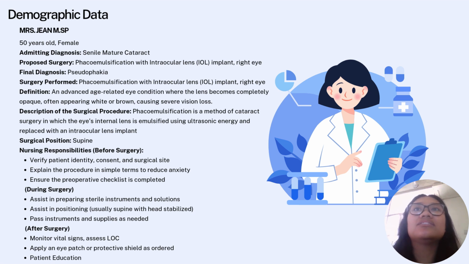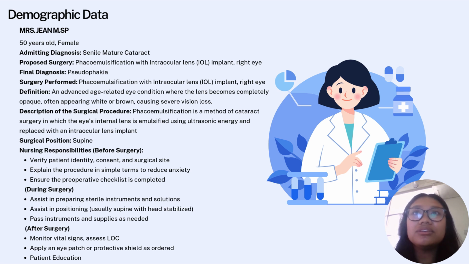For the final diagnosis, it was pseudophakia. Then the surgery performed is the proposed surgery, the phacoemulsification with intraocular lens implant on the right eye. So the definition of the diagnosis is that it is an advanced age-related eye condition where the lens becomes completely opaque, often appearing white or brown, causing severe vision loss.